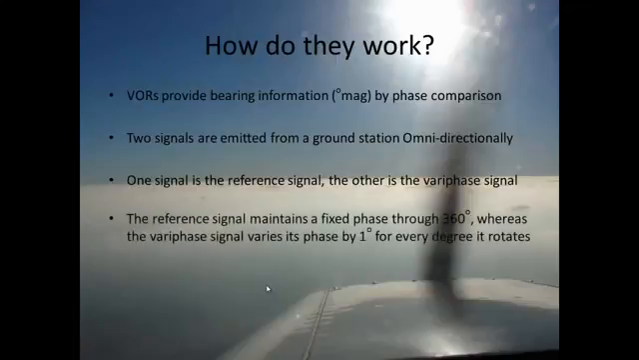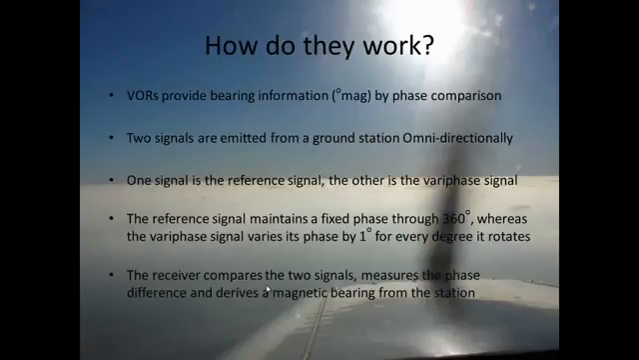As I've said here, how it works is that the reference signal maintains a fixed phase through 360 degrees, whereas the vary phase signal, which is the second signal, varies its phase by 1 degree for every degree that it rotates. So you can understand that if it varies its phase by 1 degree for every degree that it rotates, after 90 degrees it's going to be 90 degrees out of phase. After 180 degrees it's going to be 180 degrees out of phase, etc, etc. So the receiver in your aircraft compares the two signals, it measures the phase difference, and it derives a magnetic bearing of where the station is relative to you or where you are relative to the station.